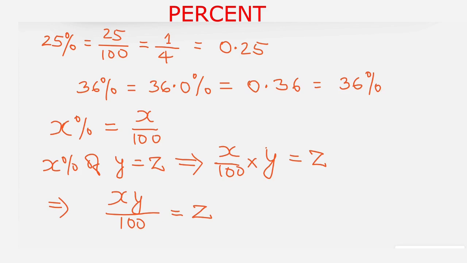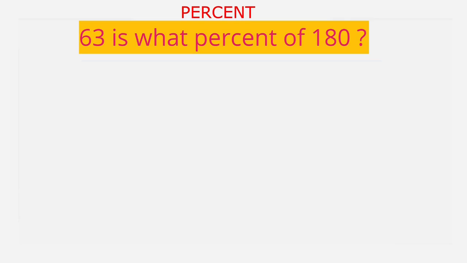Thus, if x and y are known to us, we can find z. If x and z are known to us, we can find y. And if y and z are known to us, we can find x. One more concept we have to keep in mind, that x percent of y is same as y percent of x, because in that case it will be y over 100 into x, which is same as xy over 100. This was the basics of percent. Now we solve the question.